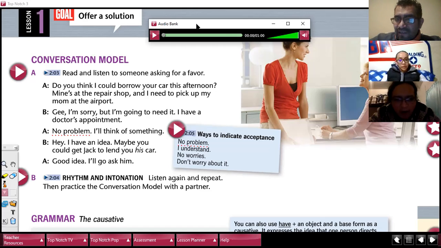What does it mean when she said, I could borrow? Do you think I could borrow your car this afternoon? Yeah. Borrow is pedir prestado. Lend es prestar, borrow es pedir prestado. To lend you.